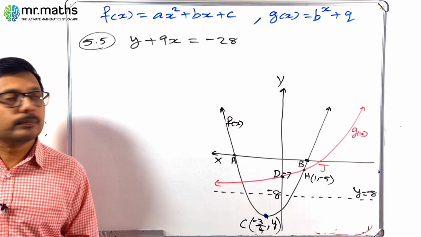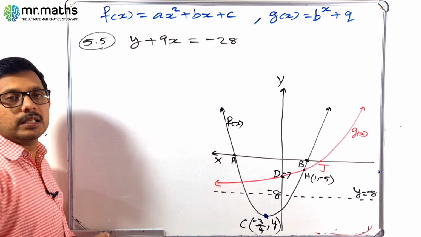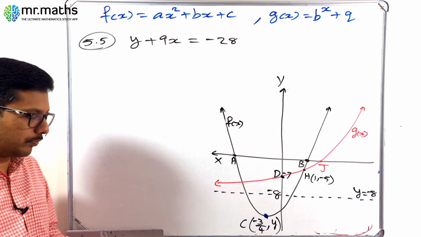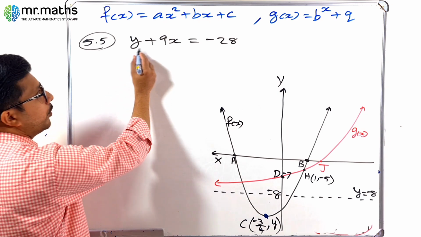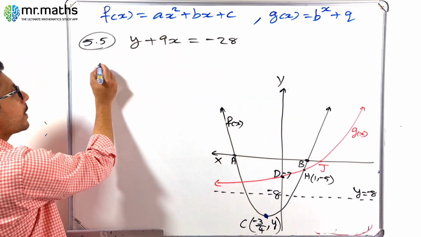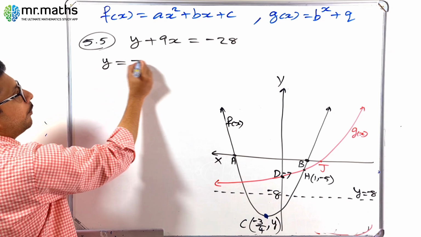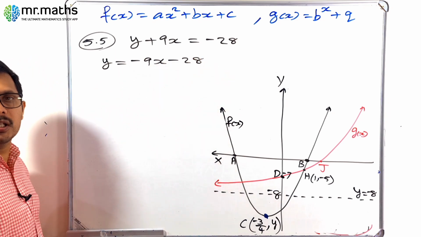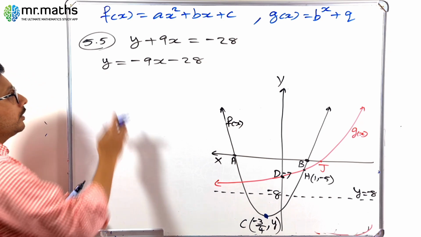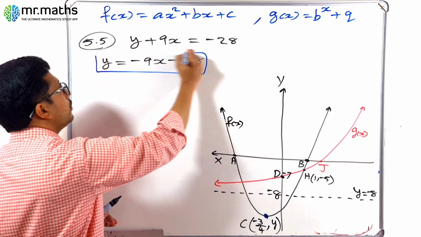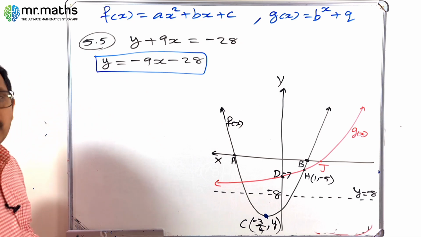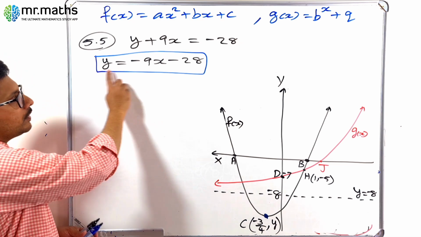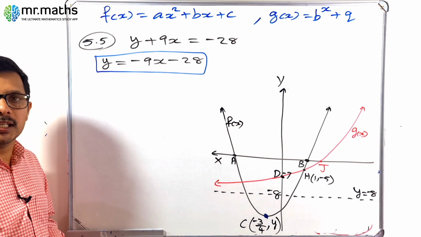They are saying that this line, y plus 9x, is a tangent. First let's write that one in standard form. How can you write it in standard form? Take this 9x to that side. So it is y is equal to minus 9x minus 28. So now we can see that this is a straight line equation: y is equal to minus 9x minus 28.